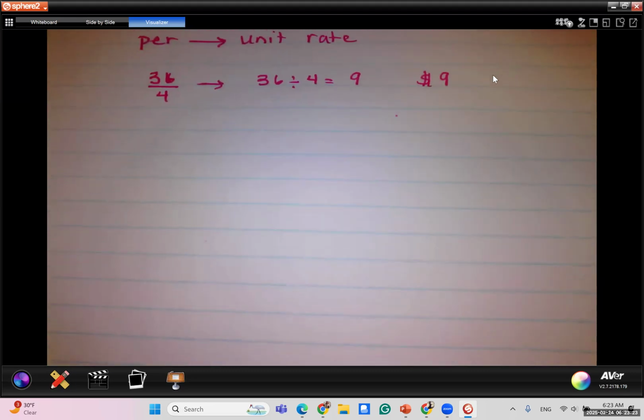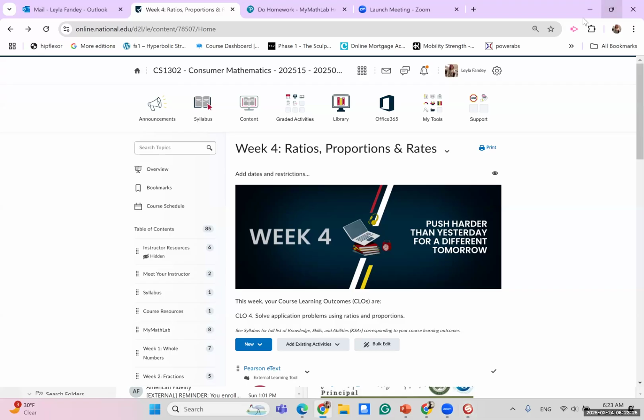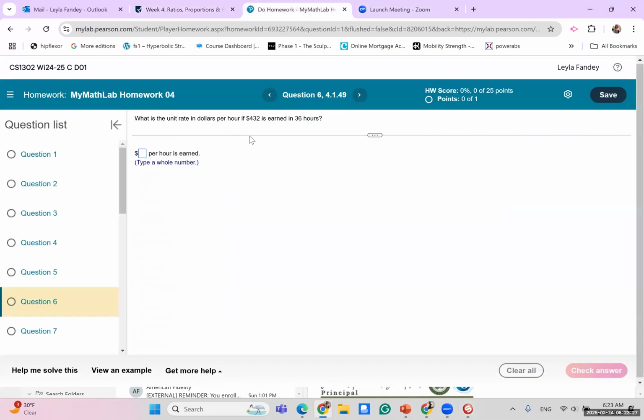So let me show you an example of one of the homework questions you have to do, so that you can see. For example, this one right here is very similar, right? What is the unit rate in dollars per hour if $432 is earned in 36 hours? Very similar to what I did. So let me go back.